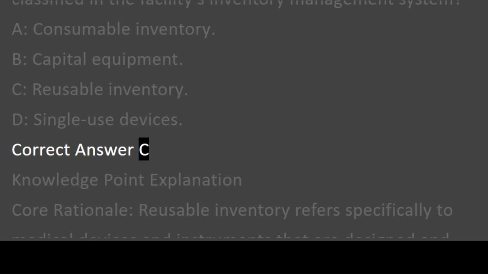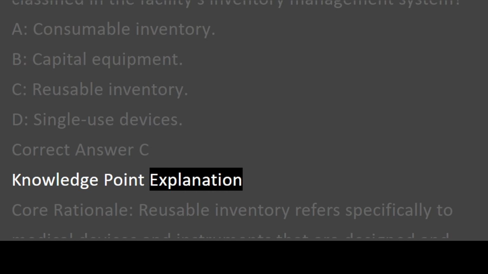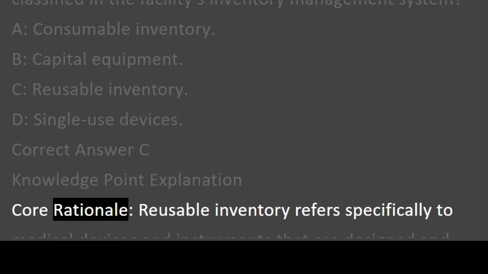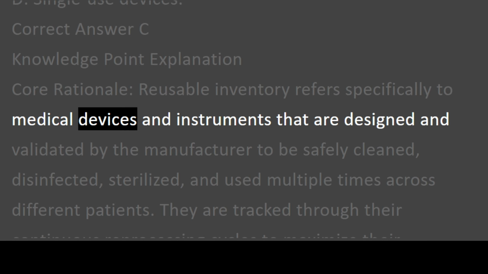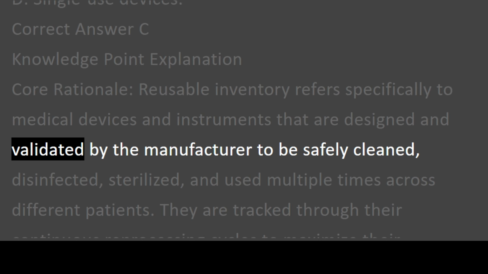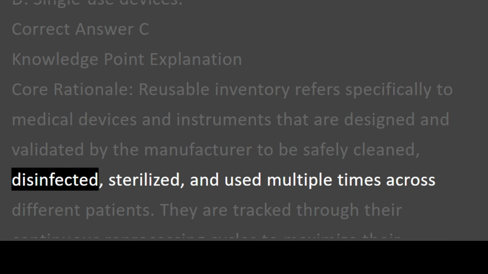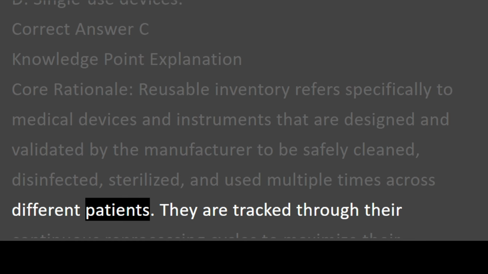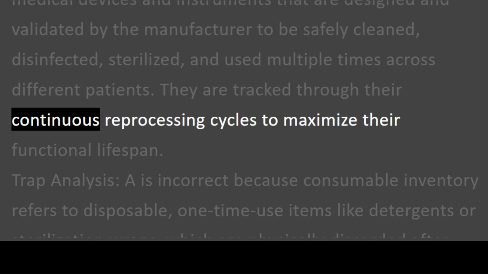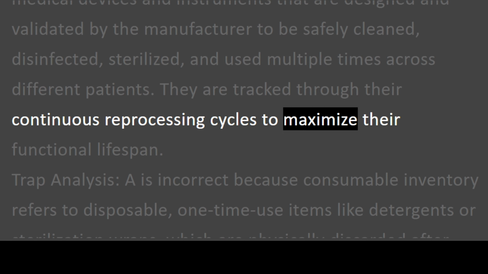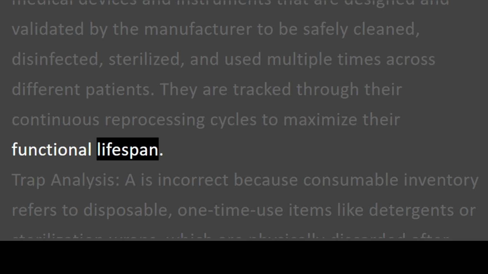Correct answer C. Knowledge point explanation. Core rationale. Reusable inventory refers specifically to medical devices and instruments that are designed and validated by the manufacturer to be safely cleaned, disinfected, sterilized, and used multiple times across different patients. They are tracked through their continuous reprocessing cycles to maximize their functional lifespan.